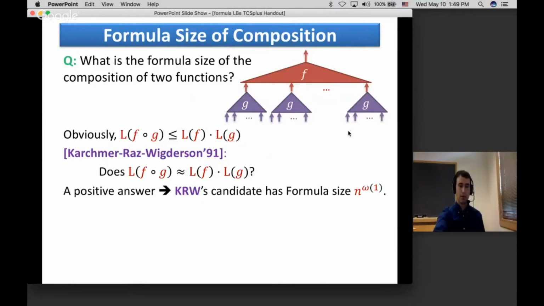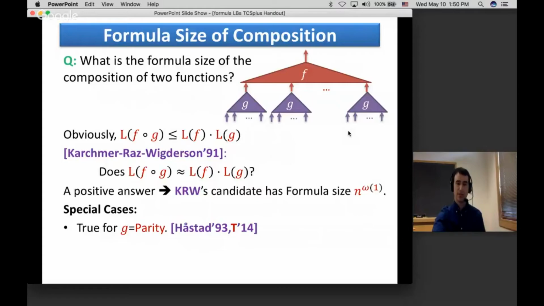Okay, so this is really a big open question, and I want to mention that even understanding special cases of this question may lead to important lower bounds. The first special case, which is known to be true, is when g equals parity. So when f is any function and g equals parity, this is true. The size of the composition is the product of the sizes up to a constant.